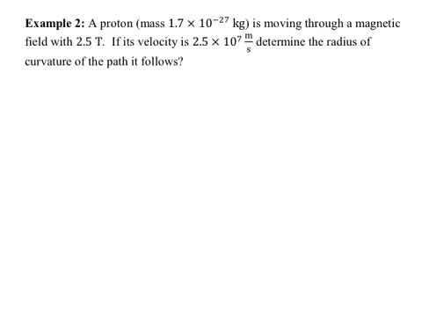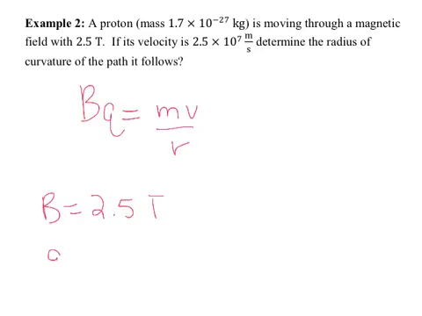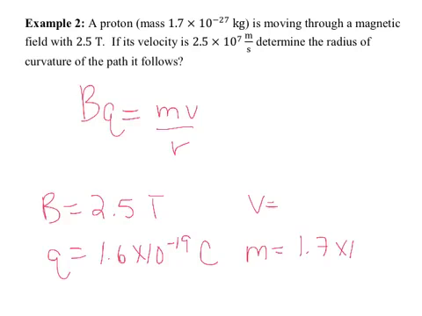Example 2 says a proton is moving through a magnetic field with 2.5 Tesla. So the magnetic field strength is 2.5 Tesla. If the velocity of the proton is a very large number, 2.5 times 10 to the 7 meters per second, find the radius of curvature of the path. So let's go back to that formula we had. We had BQV equals mv squared over r, which gave us BQ equals mv over r. Well, you know B is 2.5 Tesla. We know the charge on a proton is 1.6 times 10 to the negative 19 coulombs. We know the velocity and the mass. Mass is 1.7 times 10 to the negative 27 kilograms. And the velocity is 2.5 times 10 to the 7 meters per second.